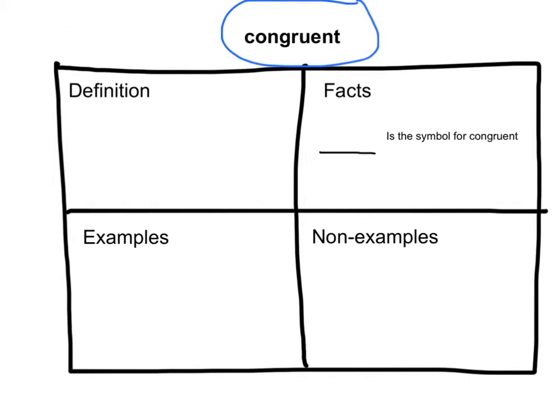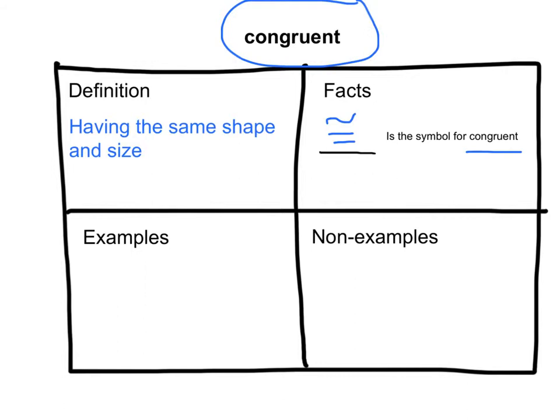Okay. So if two figures are congruent, that means that they have the same shape and size. Now, let's talk about the facts. There's a special symbol, a spelling word, that we can draw that means that two shapes are congruent. It looks like this. It's an equal sign with a little squiggly thing on top. Okay, so write that down. Draw this symbol and say, that is the symbol for congruent. So when you see this symbol, you know that two shapes are congruent.